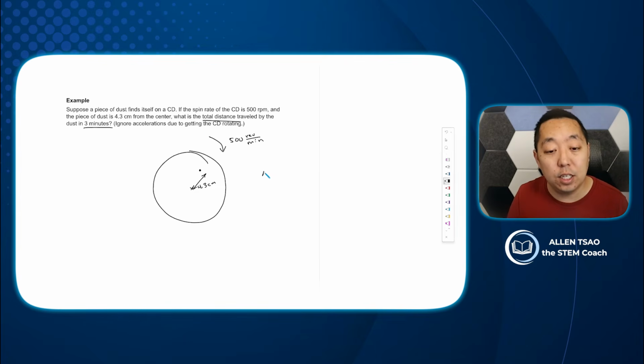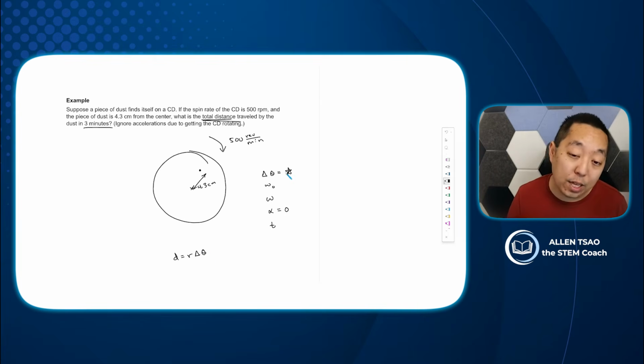Okay, so let's look at the angular values, right? Because we're just finding these things in angular values. The angular acceleration is 0 in this case. And we want to convert to radians, and we want to know the angular displacement. Because remember, if I want the total distance traveled, I can use that distance as r times the angular displacement. So if I know the angular displacement, then I can figure this out.